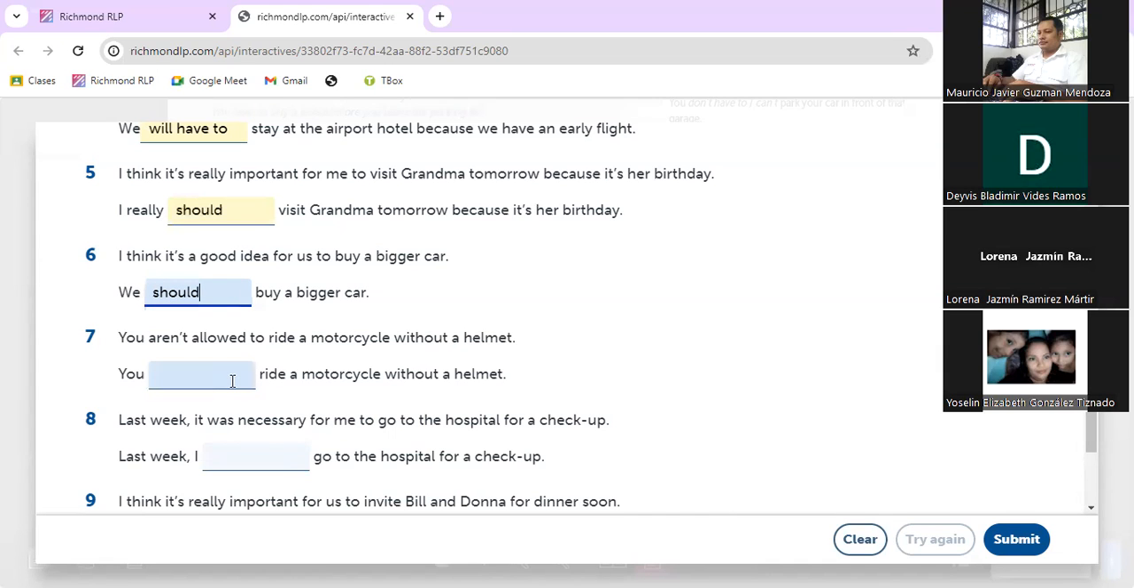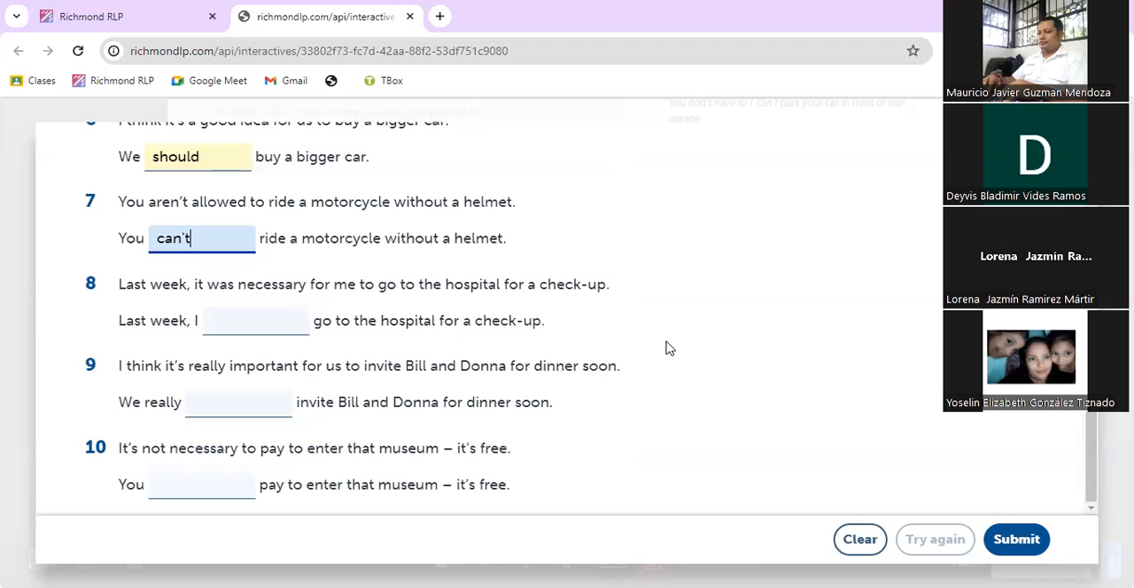You aren't allowed to ride a motorcycle without a helmet. Can't, don't have. You can't ride a motorcycle without a helmet. Okay, number 8. Last week, it was necessary for me to go to the hospital for a checkup. Have to. Pero como está hablando de tiempo pasado, last week, entonces vamos a cambiarlo a pasado. Had to. I had to go to the hospital for a checkup.